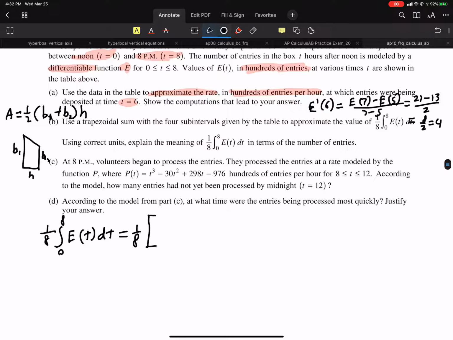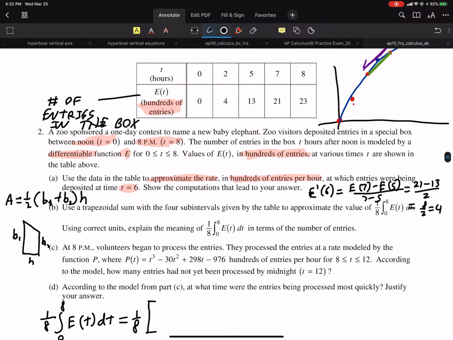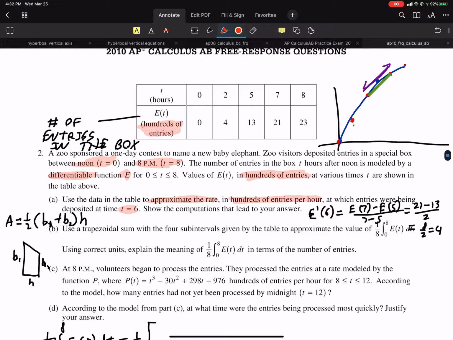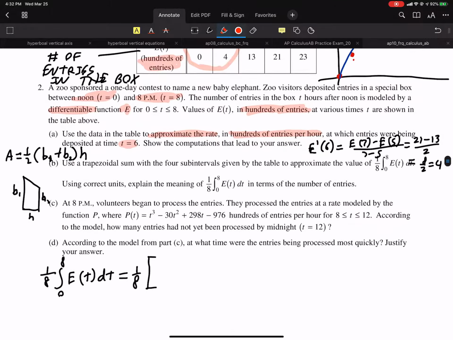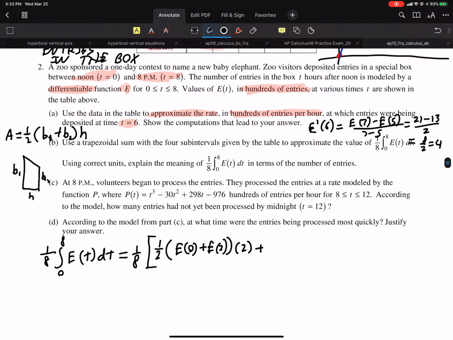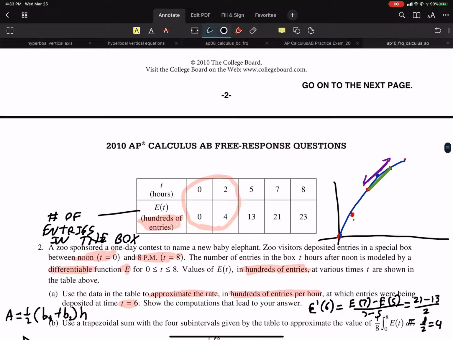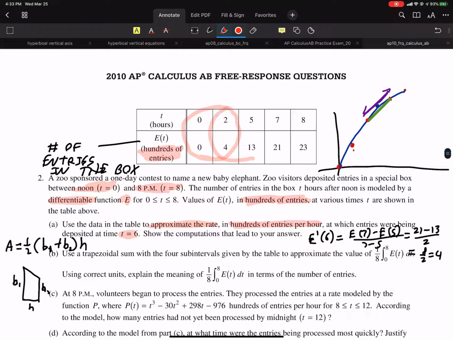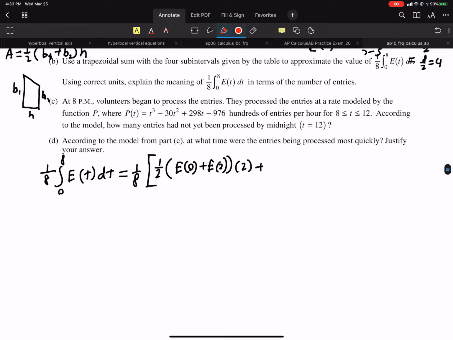So how many subintervals? 4. So our first subinterval is from here to here. So it's t of 0 and t of 2. So to show my work, this is going to be a pain. 1/2 E of 0 plus E of 2. And then the width between those is 2. I'm going to have to do that 3 more times. The next one is going to be 2 to 5. So the exact same formula.